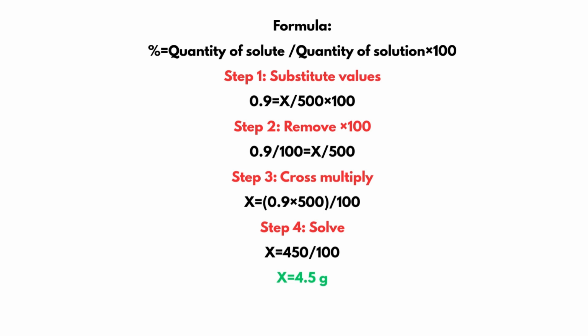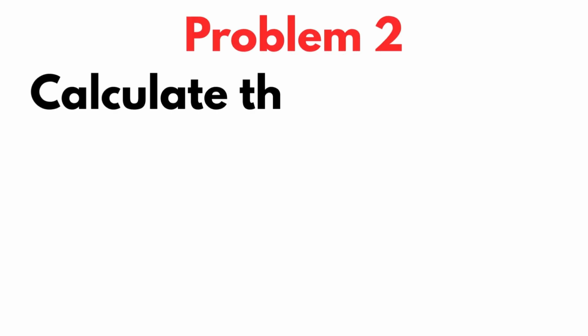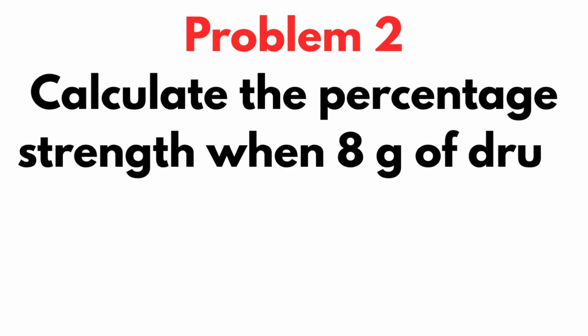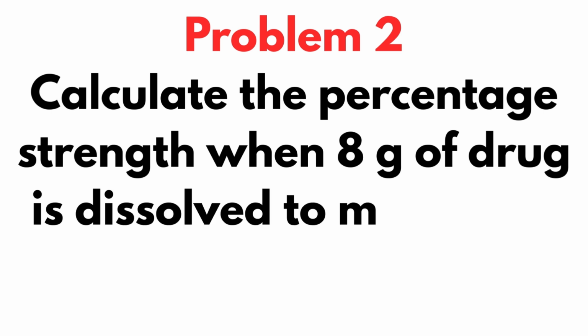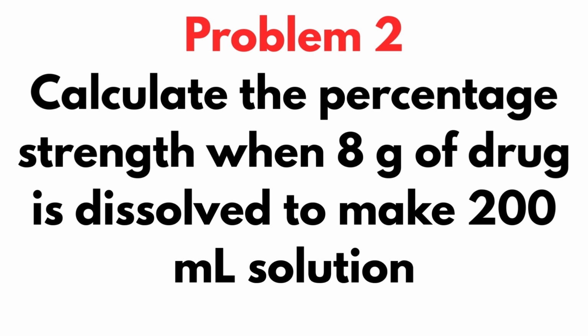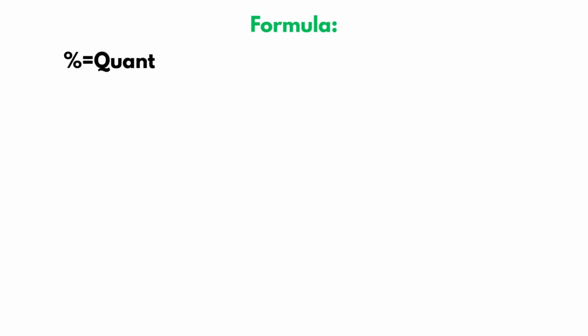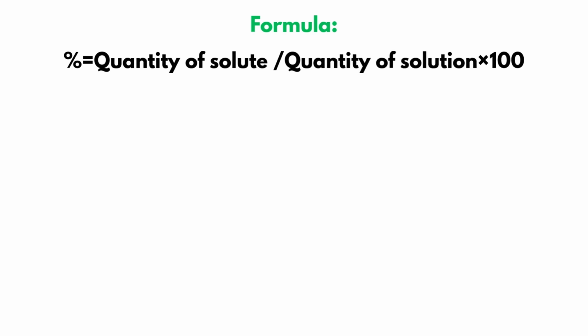Let's see problem number 2. Calculate the percentage strength when 8 gram of drug is dissolved to make 200 ml of solution. In problem number 1, the quantity of solute was not given, but in problem number 2, the quantity of solute, that is 8 gram, is given. So we need to calculate the percentage strength. Before calculation, we write the formula: percentage is equal to quantity of solute by quantity of solution into 100. Then we substitute the values.